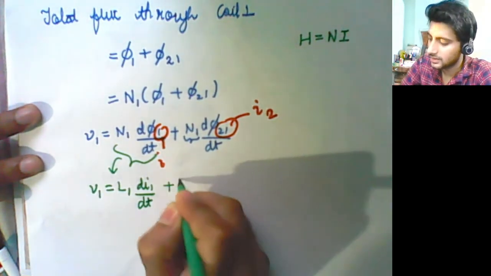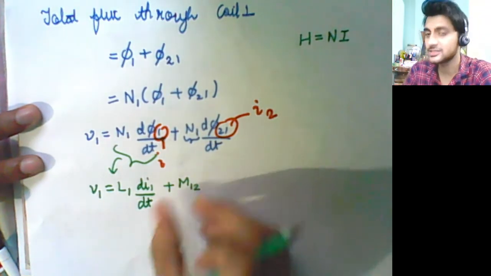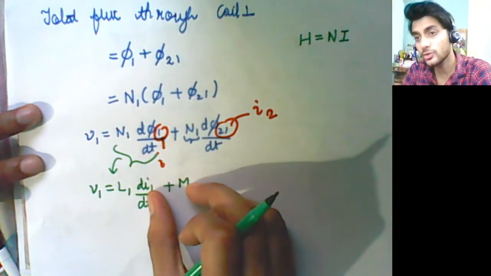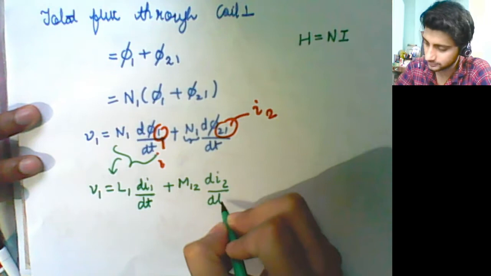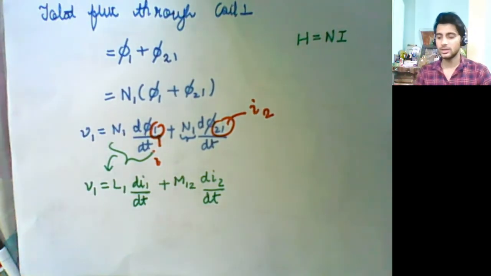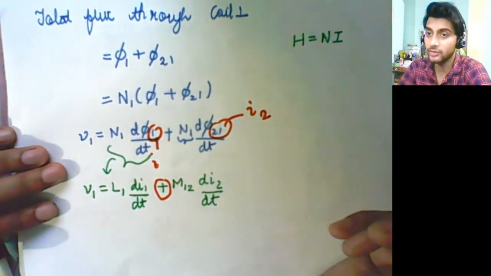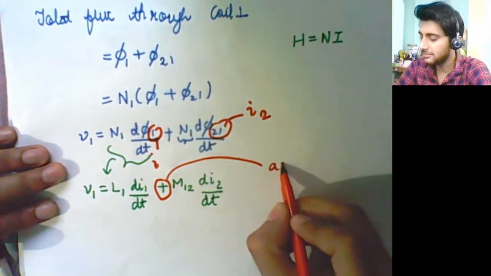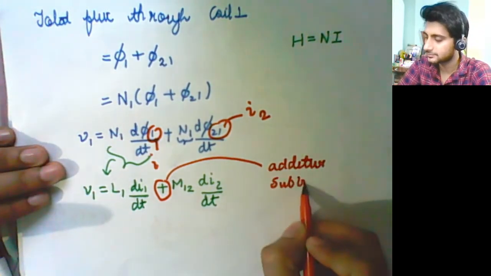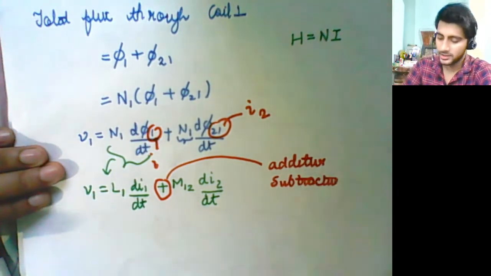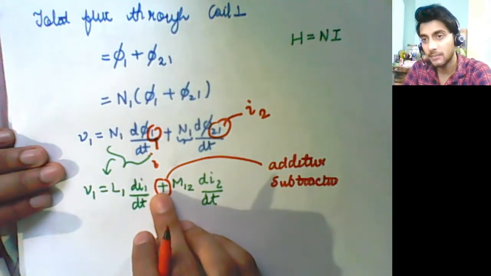Plus M12, let me call this a special case, M12. This is also an inductance, di2 by dt. As of now, although I have just written it as positive, it may be positive or negative. So this sign can be additive or subtractive depending on a special thing. This plus sign can also be a minus sign.